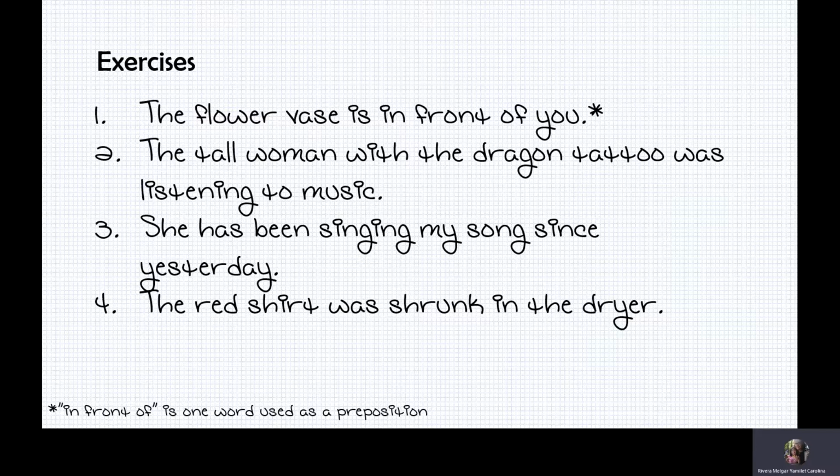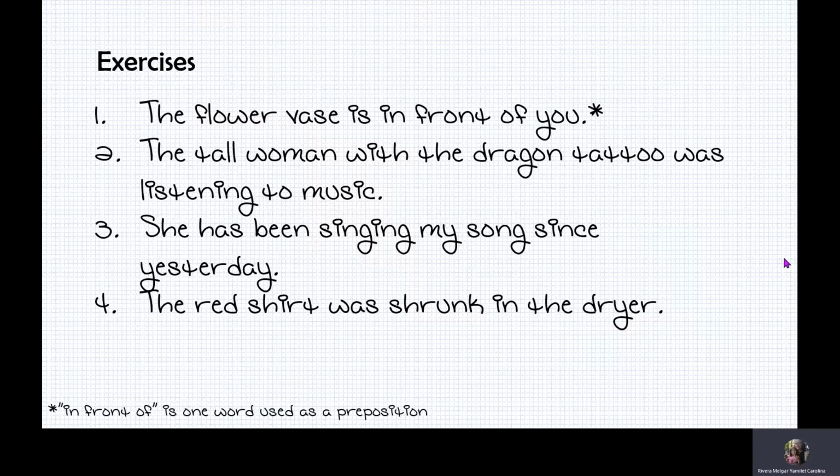And number two, the tall woman with the dragon tattoo was listening to music. Number three, she has been singing my song since yesterday. And number four, the red shirt was shrunk in the dryer. Now be careful because the same word can be used as a noun, as an adjective, as an adverb, and it will depend on the context of the sentence. So be careful with that, okay? When using a dictionary, an online dictionary.